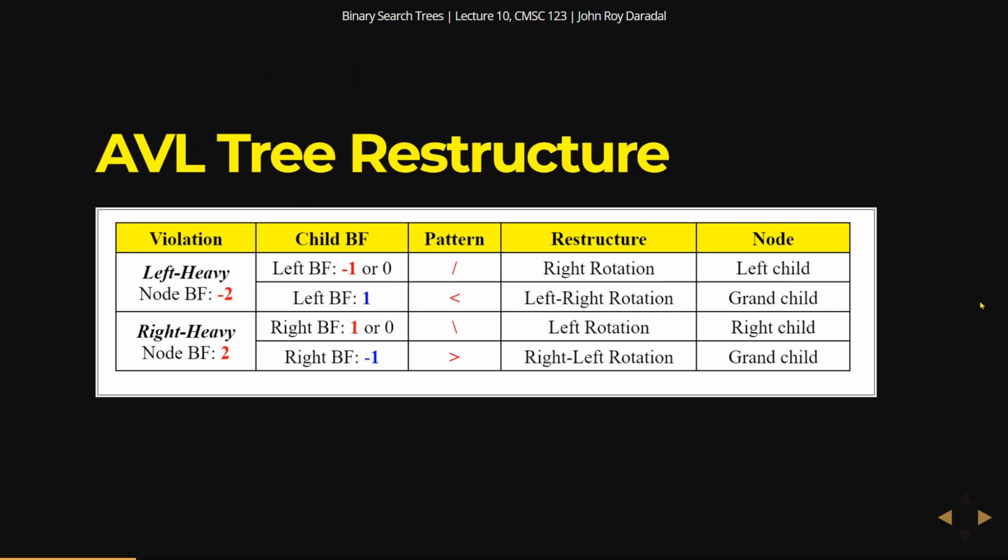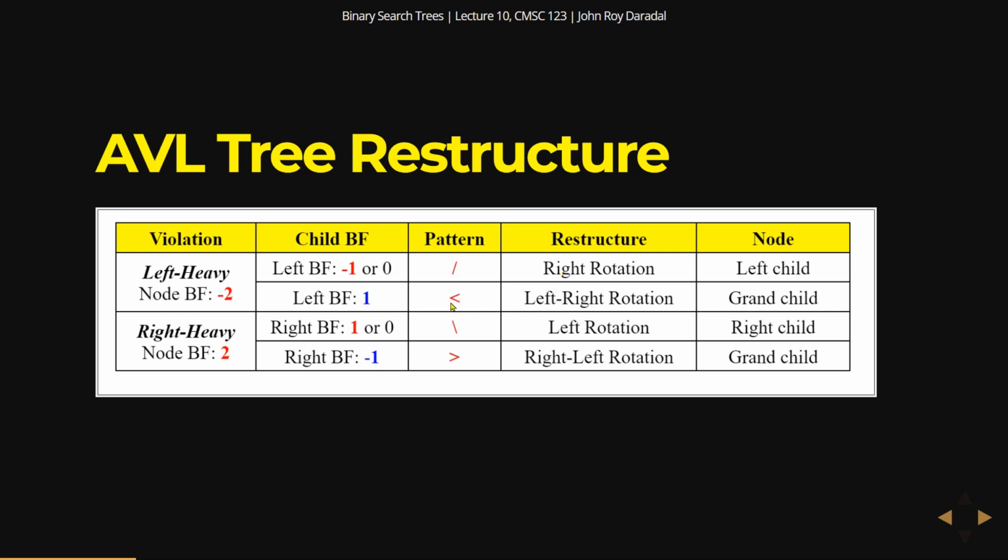Okay, so to summarize everything in the restructure algorithm, if it's left heavy, you know that because the violating node has a balance factor of -2, and it's right heavy if the balance factor is +2. Now if it's left heavy, you look at the left child. If the left child's balance factor is -1 or 0, that means it's in the same direction. So the pattern is just a left leaning slant. So what you do here is just do a right rotation on the left child, a single right rotation.